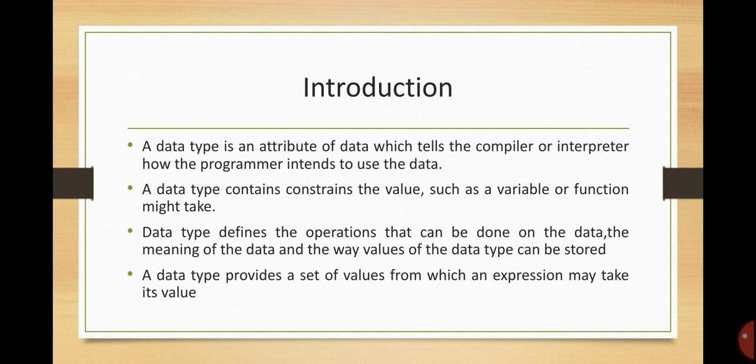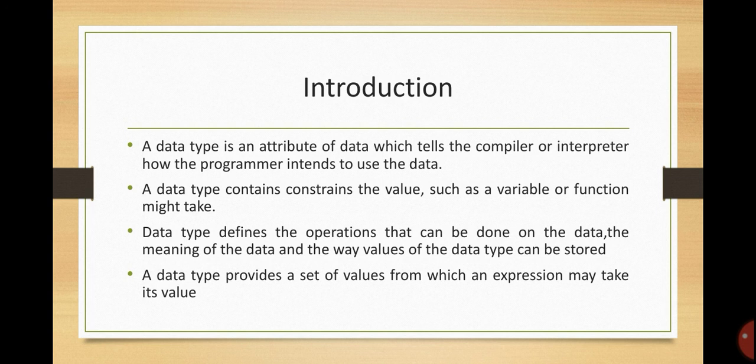As its name indicates, data type represents a type of data which you can process using a computer program. In fact, a data type is an attribute of data which tells the compiler or the interpreter how the programmer intends to use data, what type of data the programmer intends to use.